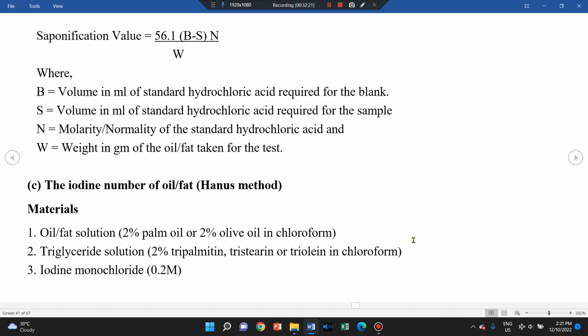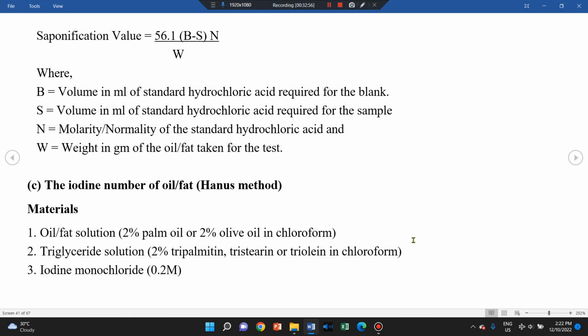But if you Google, or the theory says, for oil it is understood that ml is directly equivalent to gram. So if you use 3 ml, then it's 3 gram. Okay, so find out that also. So we have completed the second of the three quantitative determinations for lipid. Now move on to the final one, that is iodine number, also known as Hanus method.